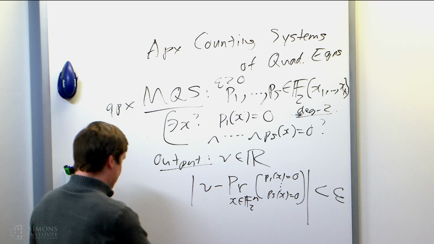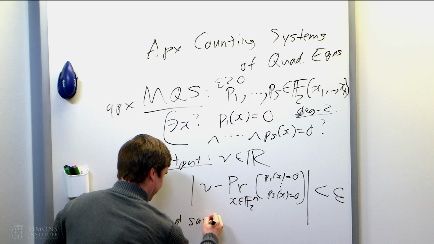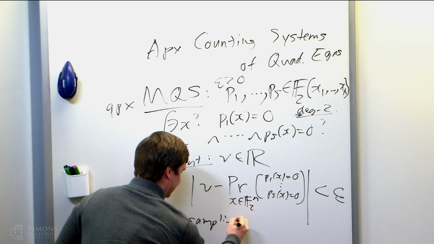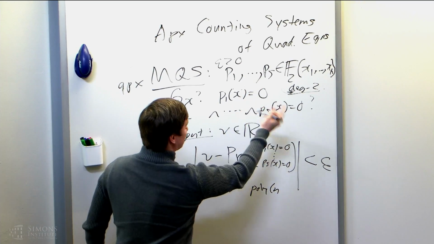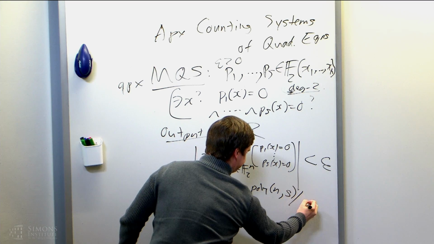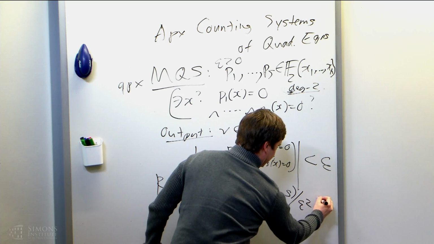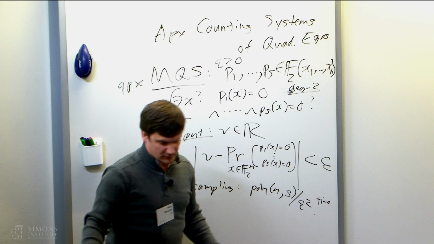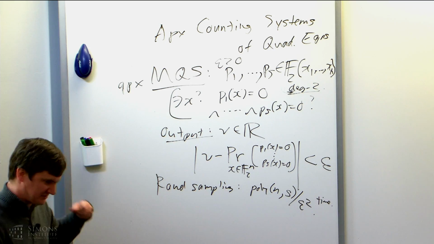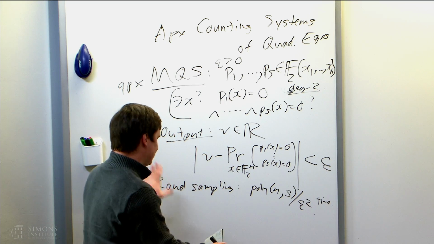Okay, now random sampling can do this. Right? You can do it very efficiently. And let's say I've got S equations and n variables, poly n over epsilon squared time. Okay, so just take order 1 over epsilon squared random samples, compute the fraction from that, you're good. Okay, so that's easy.